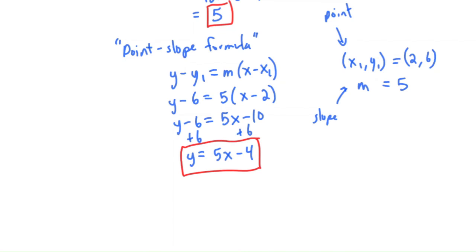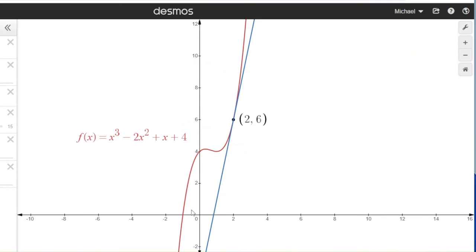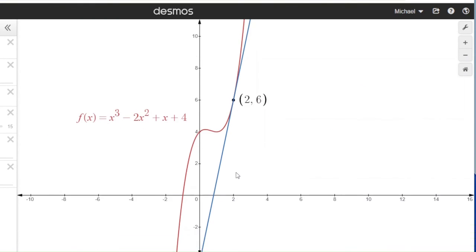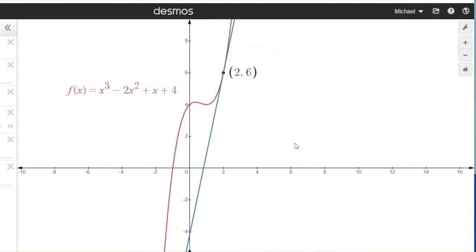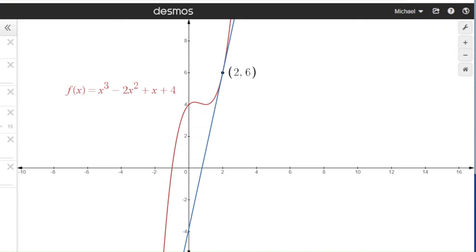Now let's go back and look at the graph and see if that looks reasonable. Does this look like it could be 5x minus 4? Notice it does cross down here at minus 4, so we have the correct y-intercept. So yes, this is the line, y equals 5x minus 4.